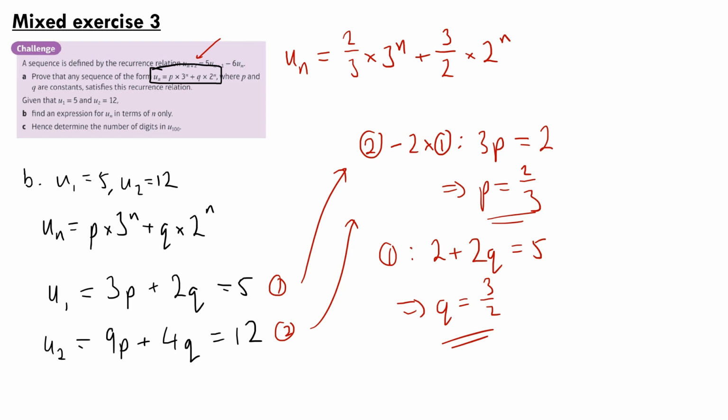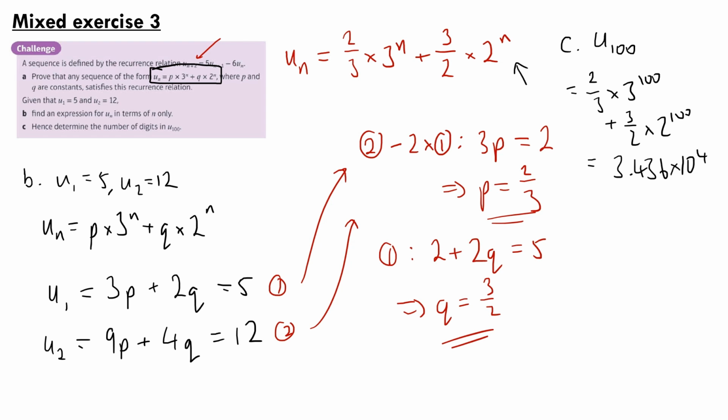Okay, and part C, the final part, asks us to determine the number of digits in u_100. And using the formula here, we've got this is equal to 2/3 times 3 to the power of 100 plus 3/2 times 2 to the power of 100. And putting this into your calculator gives you 3.436 times 10 to the power of 47. So we're multiplying 3.436 by 10^47. And if we think about what this number looks like really carefully, we can see that this will have 48 digits.